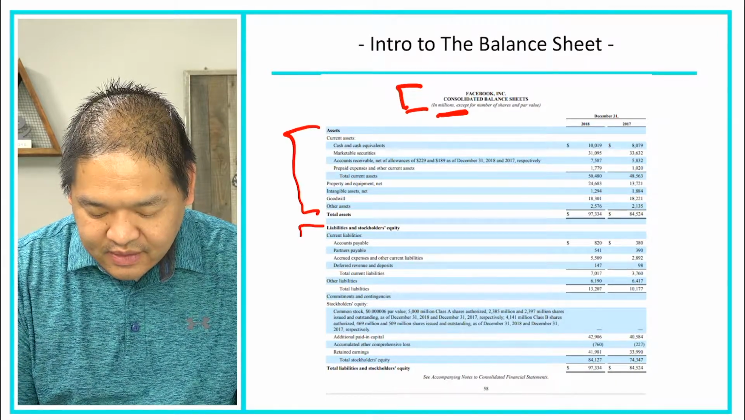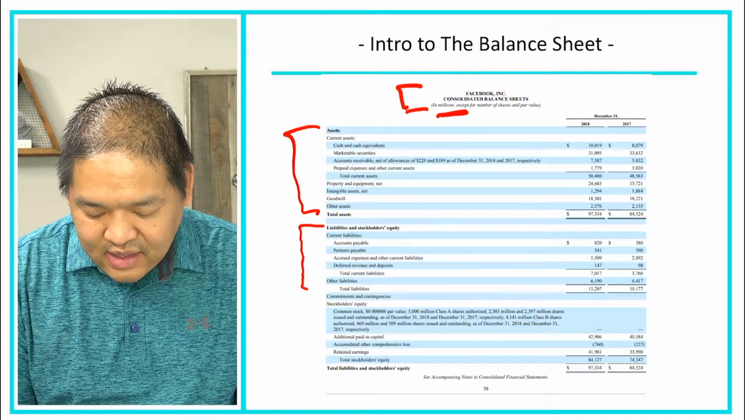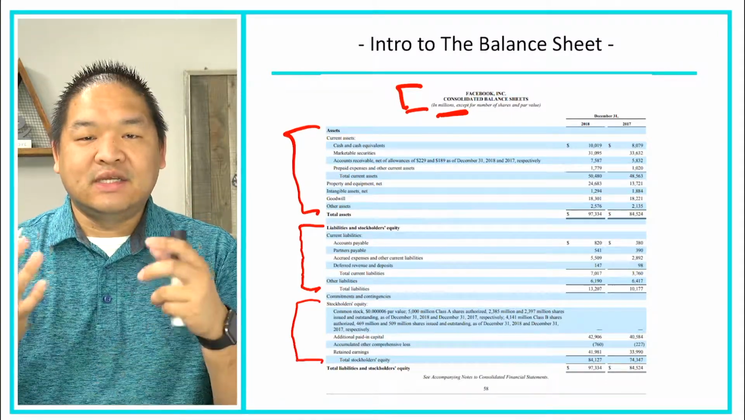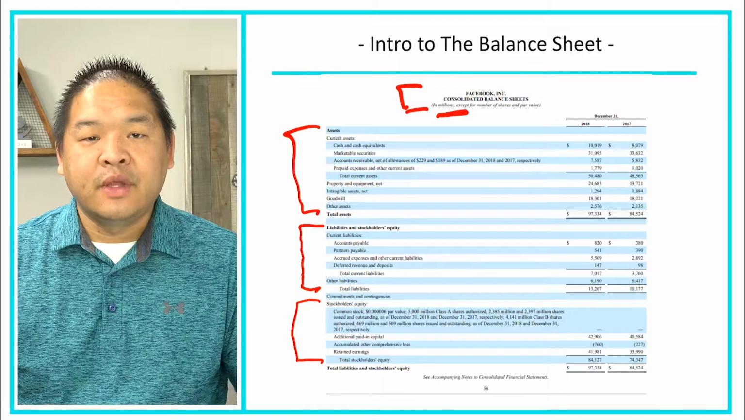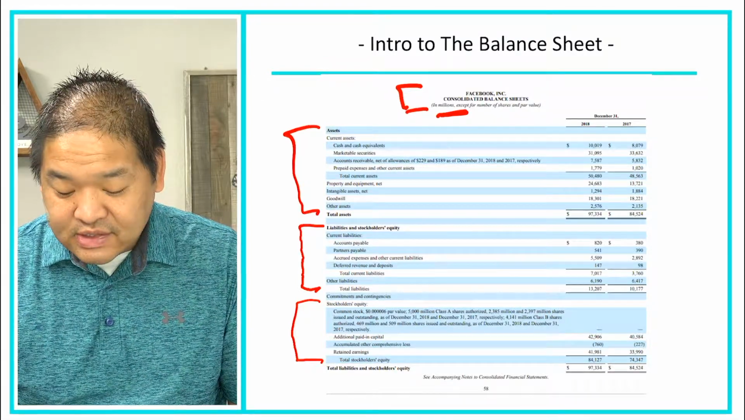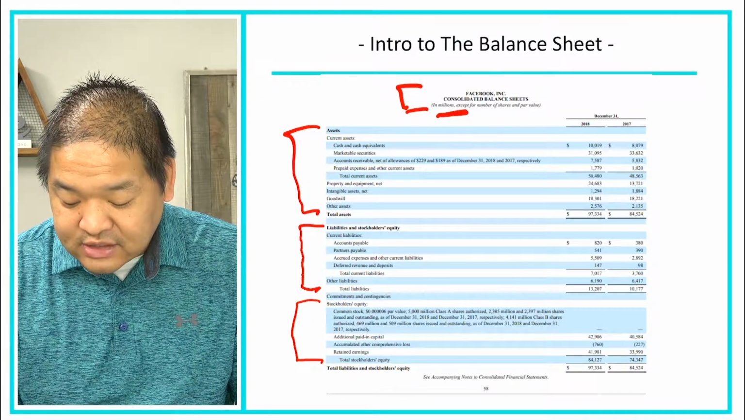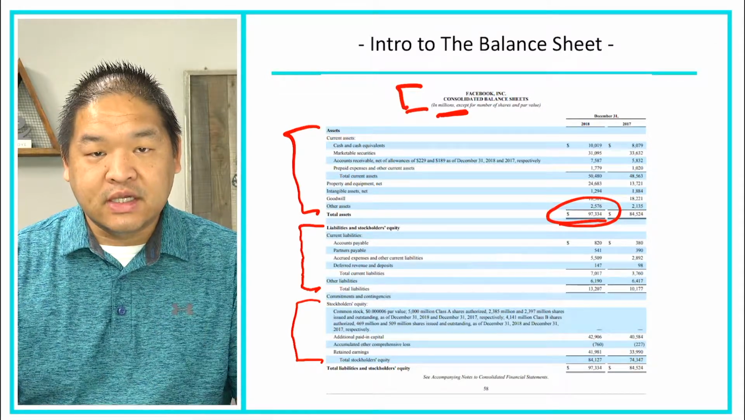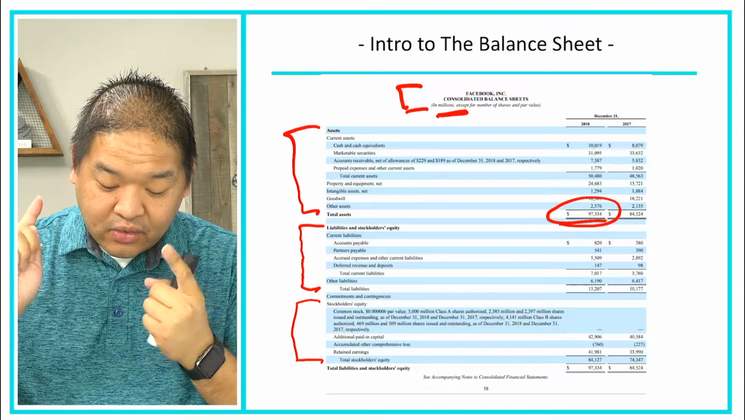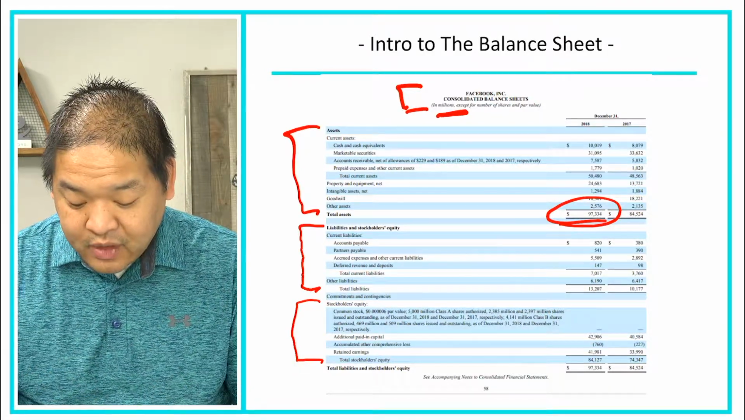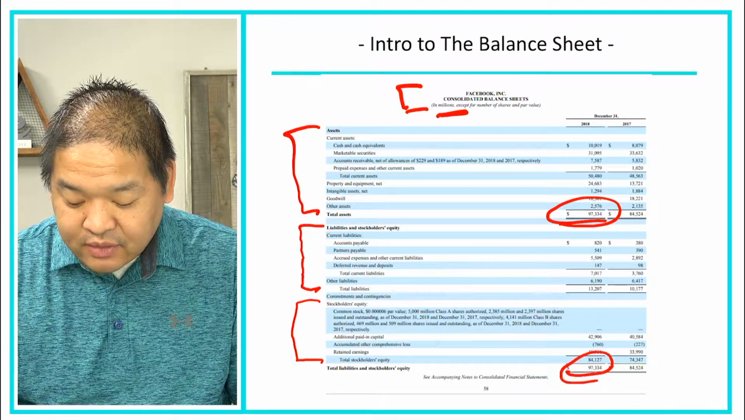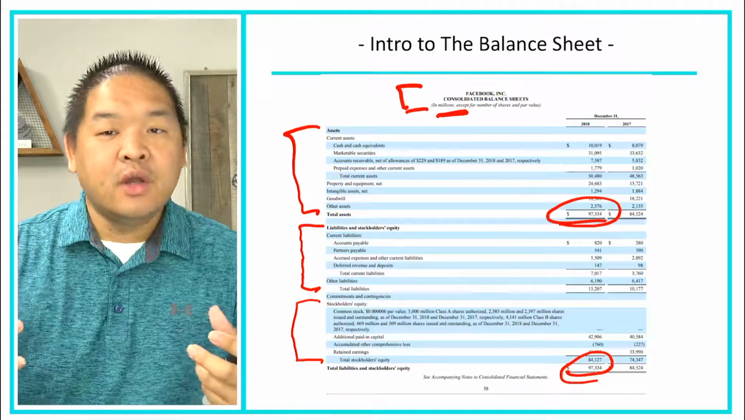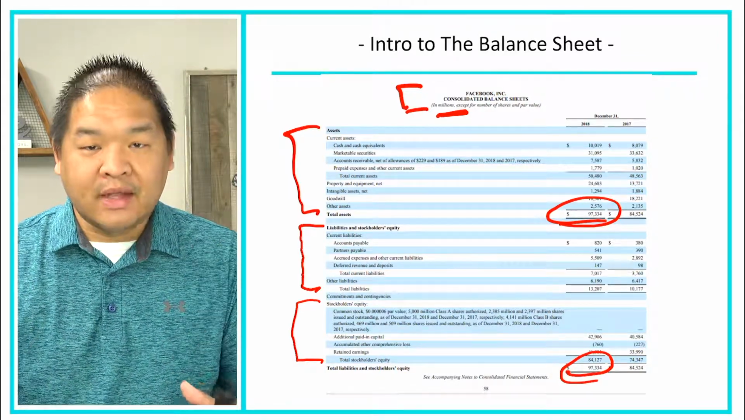We have the liabilities. And then we have the stockholders' equity, right? So assets equals liabilities and stockholders' equity. We can also look at this balance sheet and see that the total assets for Facebook is $97 billion. We can also see that if we add up the total liabilities and stockholders' equity, we also have $97,334 million. Those two are the same, which means that this balance sheet balances.